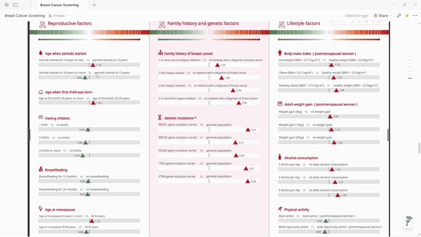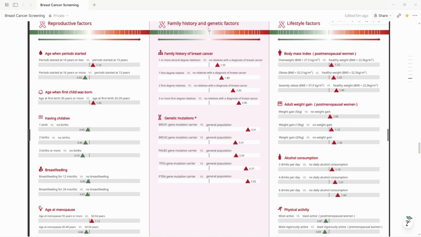So late menarche, not having children or having children late, not breastfeeding, and a late menopause age are risk factors for breast cancer compared to early menarche, having an earlier child, breastfeeding, and an earlier age of menopause.